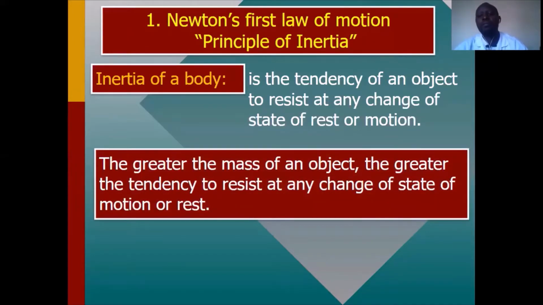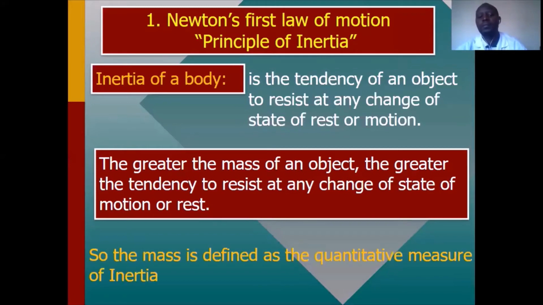From observations and experiments done by Newton, he saw that the greater the mass of an object, the greater the tendency to resist any change of state of motion or rest. So, he defined mass as the quantitative measure of inertia, because it helps to measure or to know the inertia of a given body.